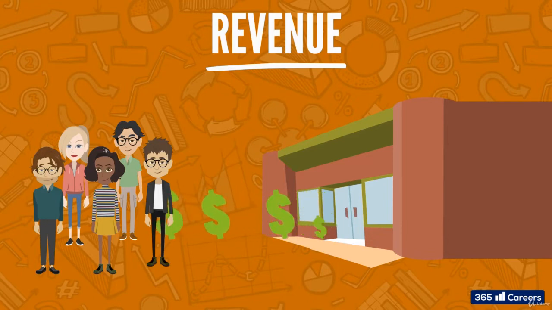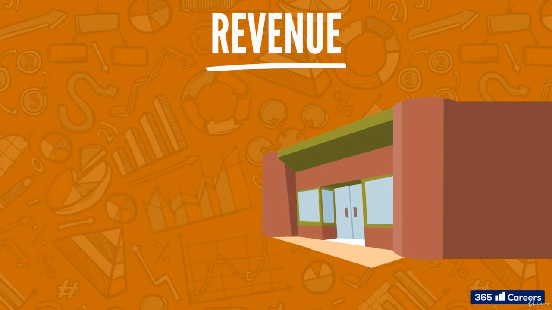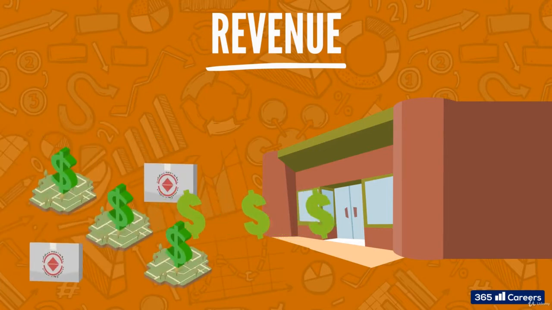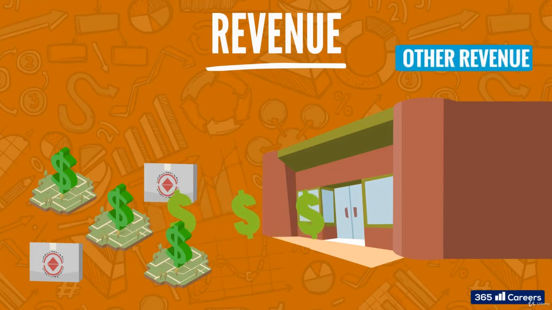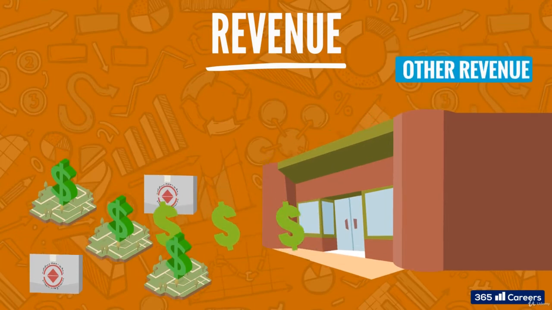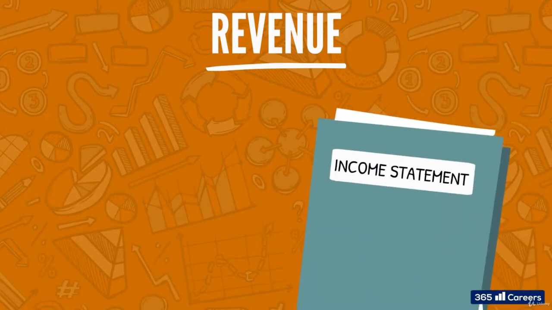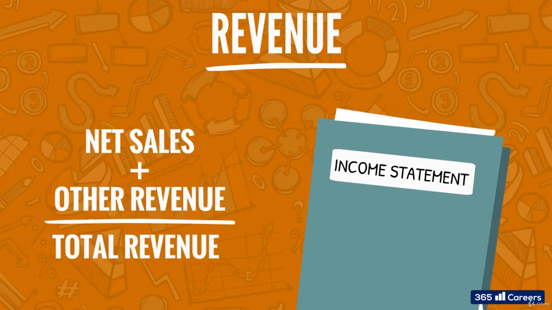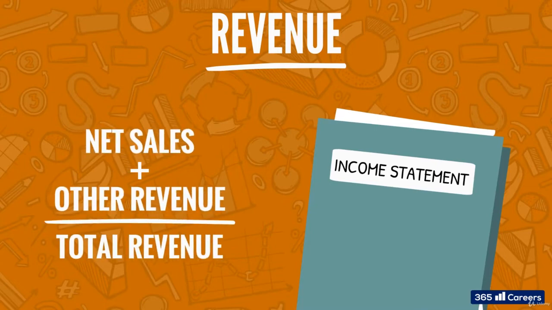Companies can and do make money outside their core operations. For example, they can earn money by renting some of their real estate or by selling goods that they do not typically sell. The account that unites these sources of additional revenue is called other revenue. Okay, so this is the top line of the income statement. This is how the firm makes money. The sum of net sales and other revenue equals total revenue.